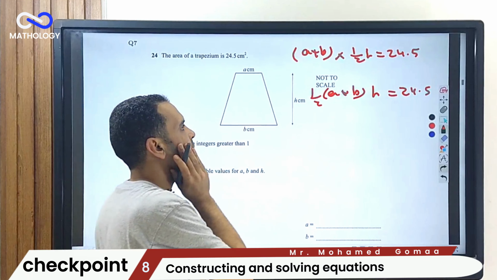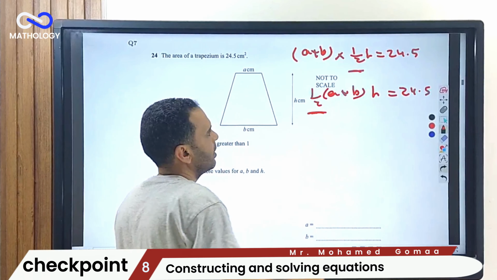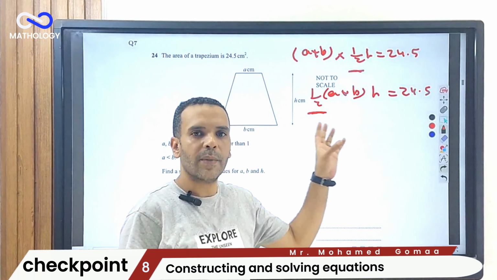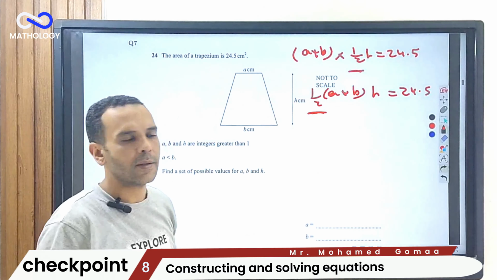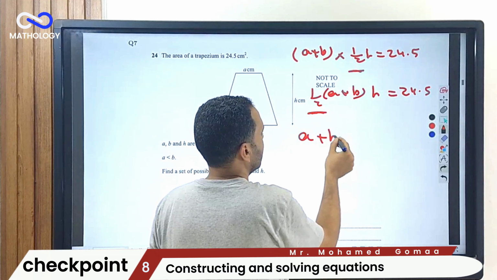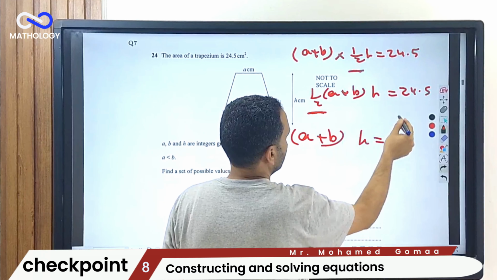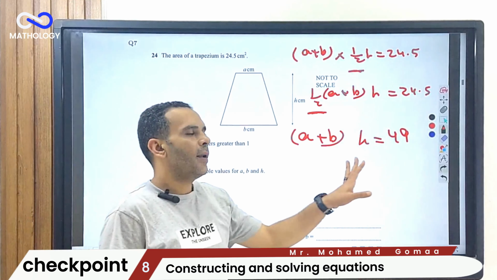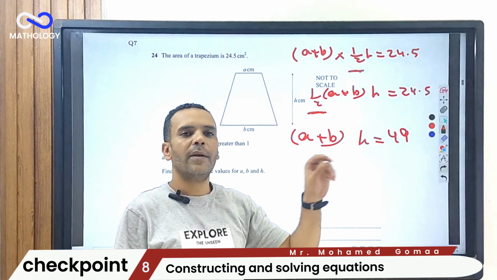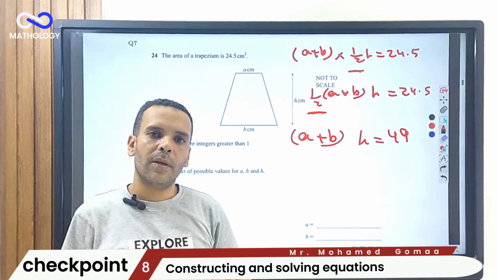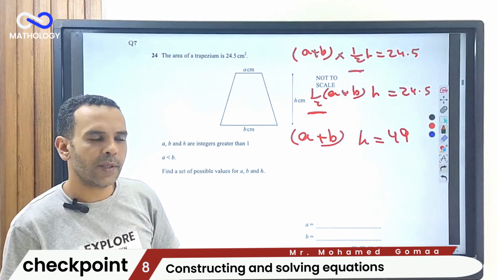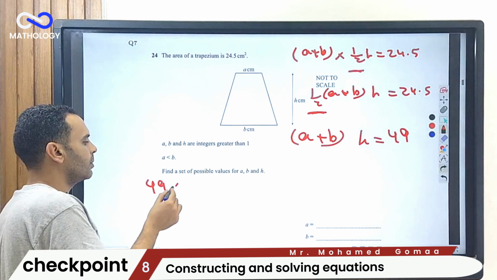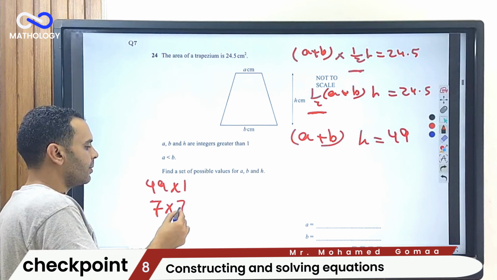That means if you want to cancel out the half from the left hand side, we have to multiply both sides by 2. It will be a plus b multiplied by h equals 24.5 times 2 equals 49. Then I'll ask you, what are the factors of 49? The factors of 49 may be 49 multiplied by 1 or 7 multiplied by 7.